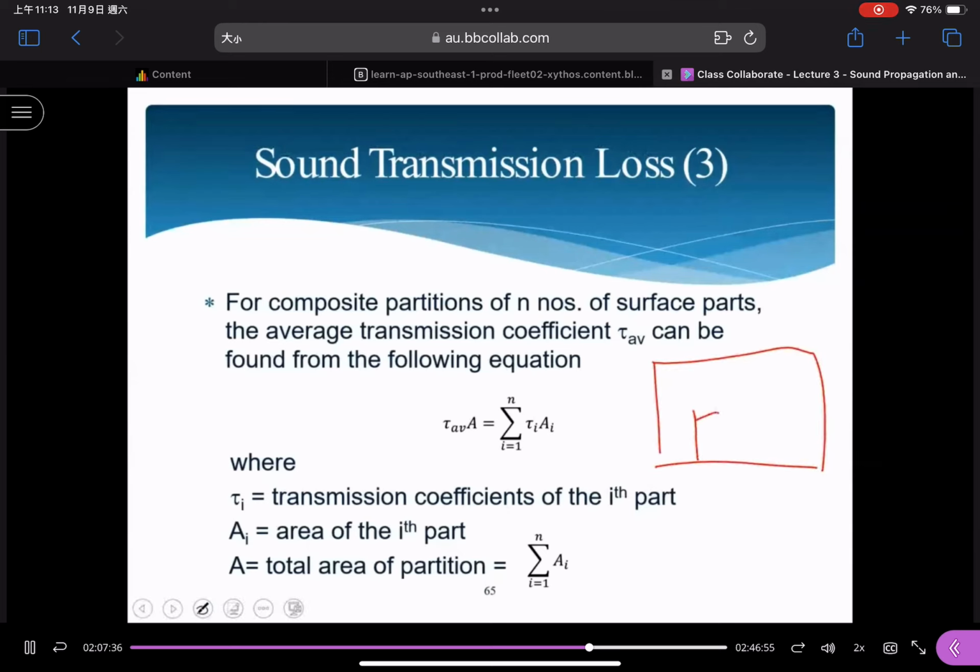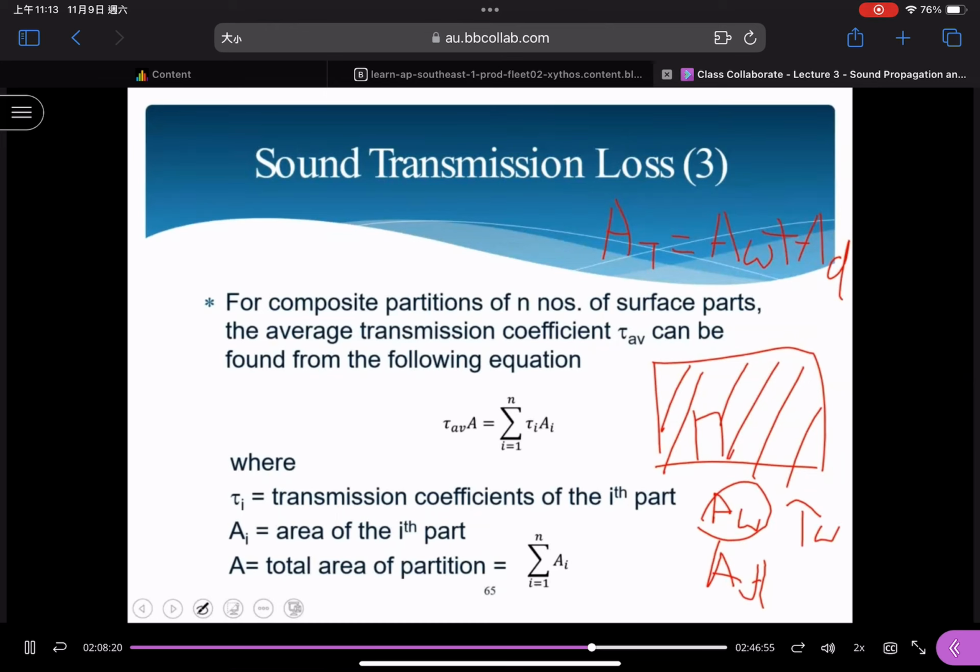This is a wall, and this is a door. So AW is the area for the wall, and AD is the area for the door. What is the total area? The total area is equal to AW plus AD, correct? Please bear in mind that this is the wall area. For each of them, the corresponding transmission coefficient is tau W for the wall, and for the door is tau D. So you can make use of these equations to find out the average value. If we just have a single element, just a wall, we do not need to make use of this one. If more than one component, we need to consider this one. Any problem?